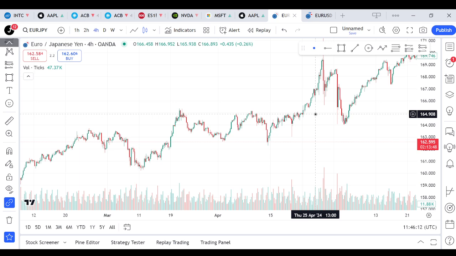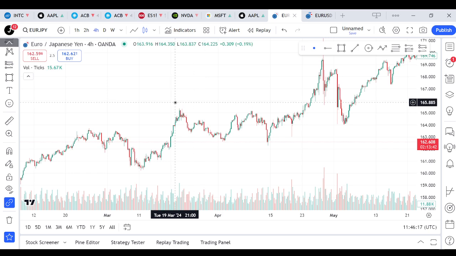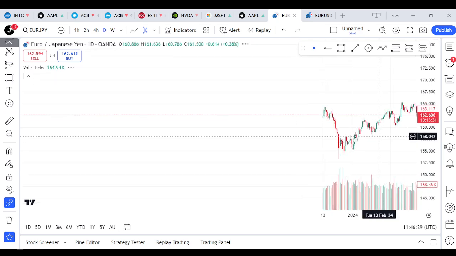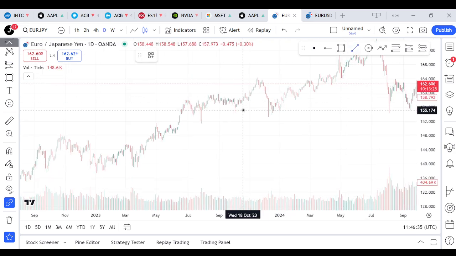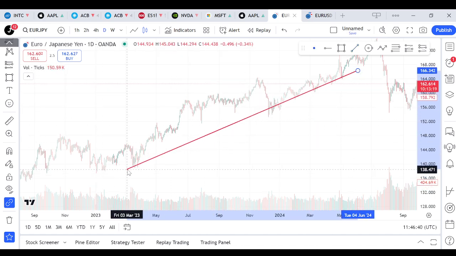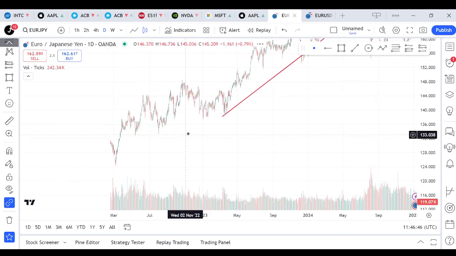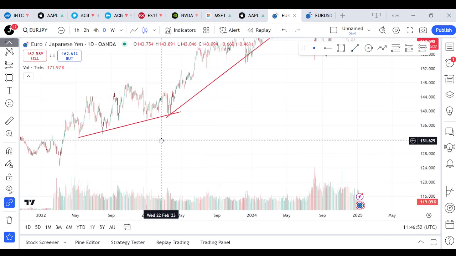To implement this strategy, start by identifying the overall trend on the daily chart. Look for a series of higher highs and higher lows for an uptrend, or lower highs and lower lows for a downtrend. This is the 4-hour chart. I'll just go to the daily chart to look at the overall trend, and you can see that we are entirely bullish. We have been bullish for a very long time. There are so many bullish trend lines which we could use to take our trades.